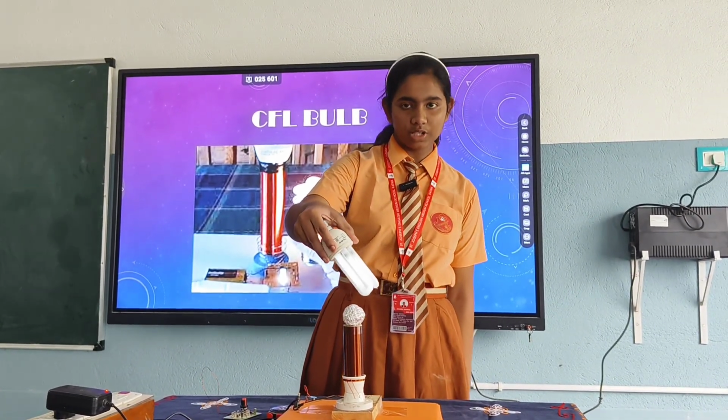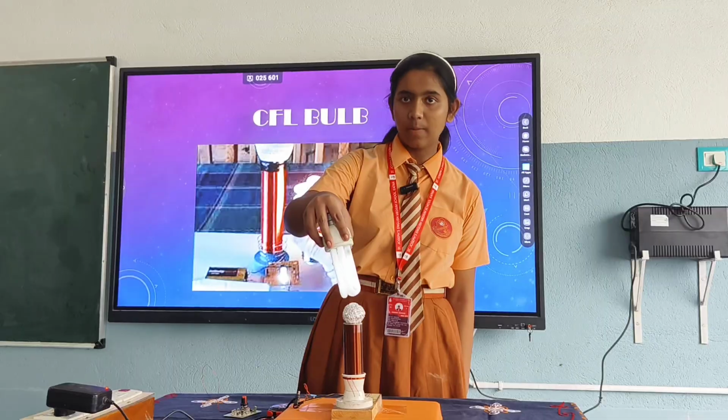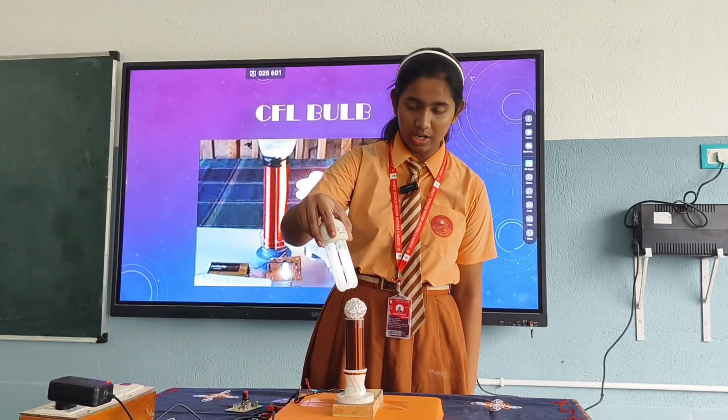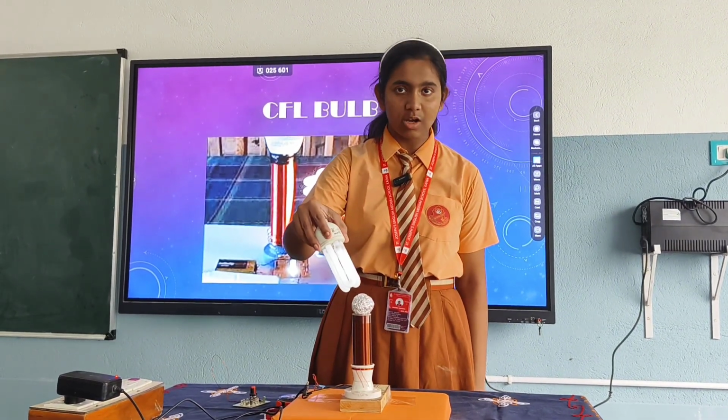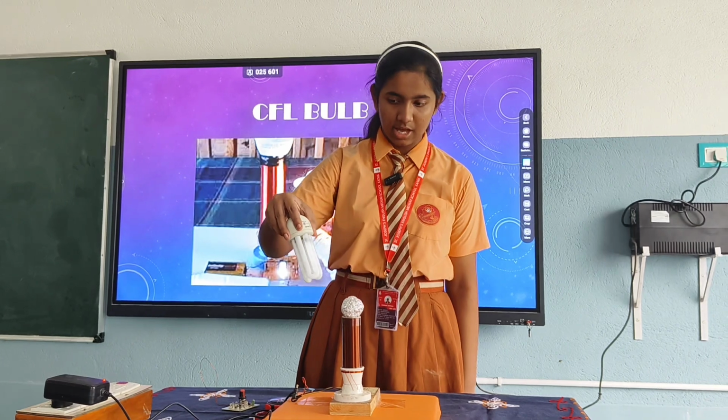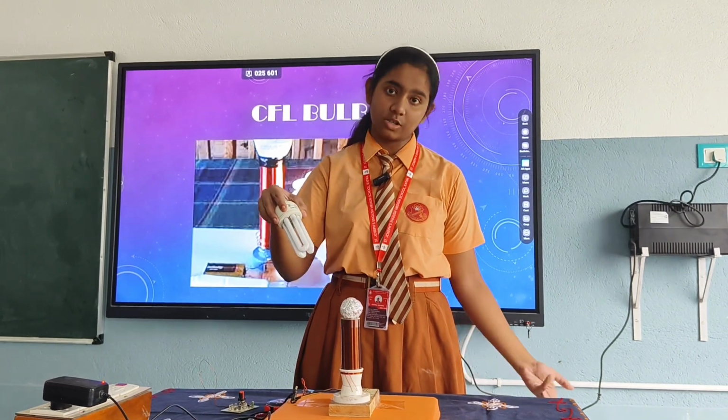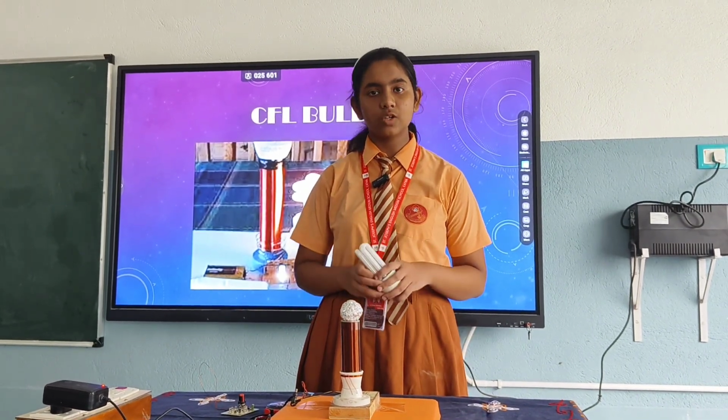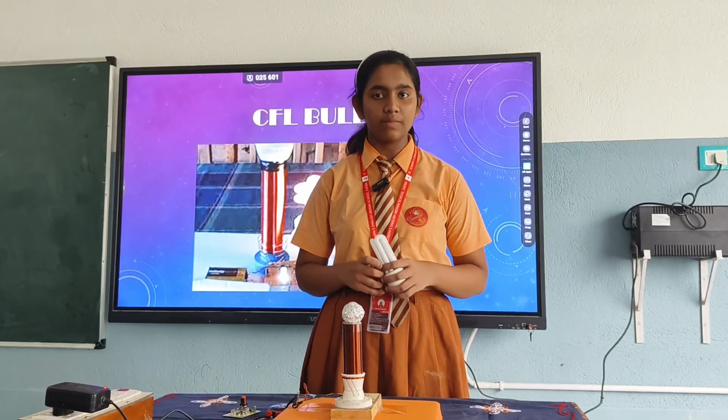As I bring it to close proximity with the Tesla coil, this is glowing. But as I move it far away from the Tesla coil, the intensity or the brightness of the light in the bulb will decrease, and eventually it will stop glowing. This experiment can also be tried out using an LED bulb setup.